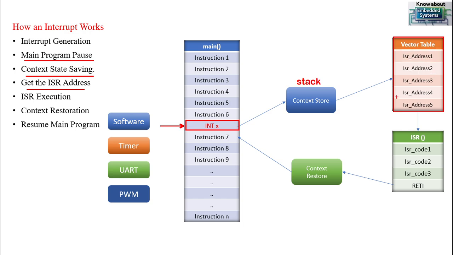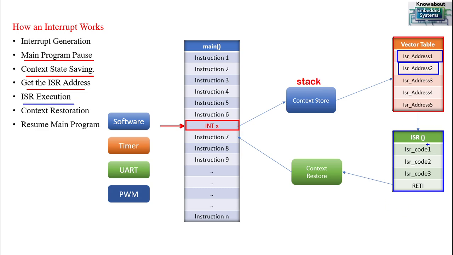Currently, whatever you are seeing here is my vector table. Inside the vector table, for each interrupt there will be a unique address. So the processor will jump to the interrupt vector table, take the respective interrupt service routine address from it, and jump to the ISR. Finally the processor will come to the ISR routine and execute it. Upon completion, you can see the next step is interrupt service routine execution.